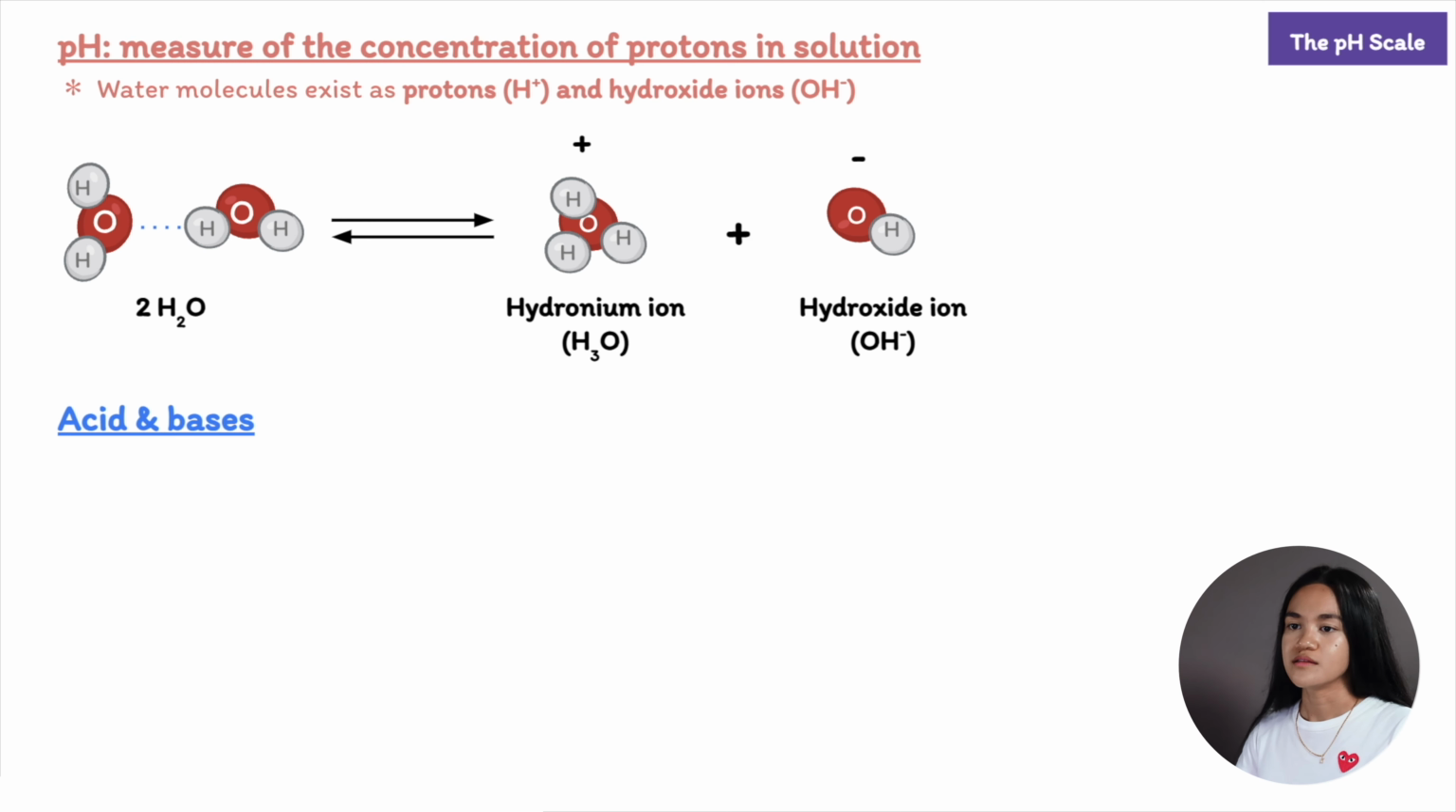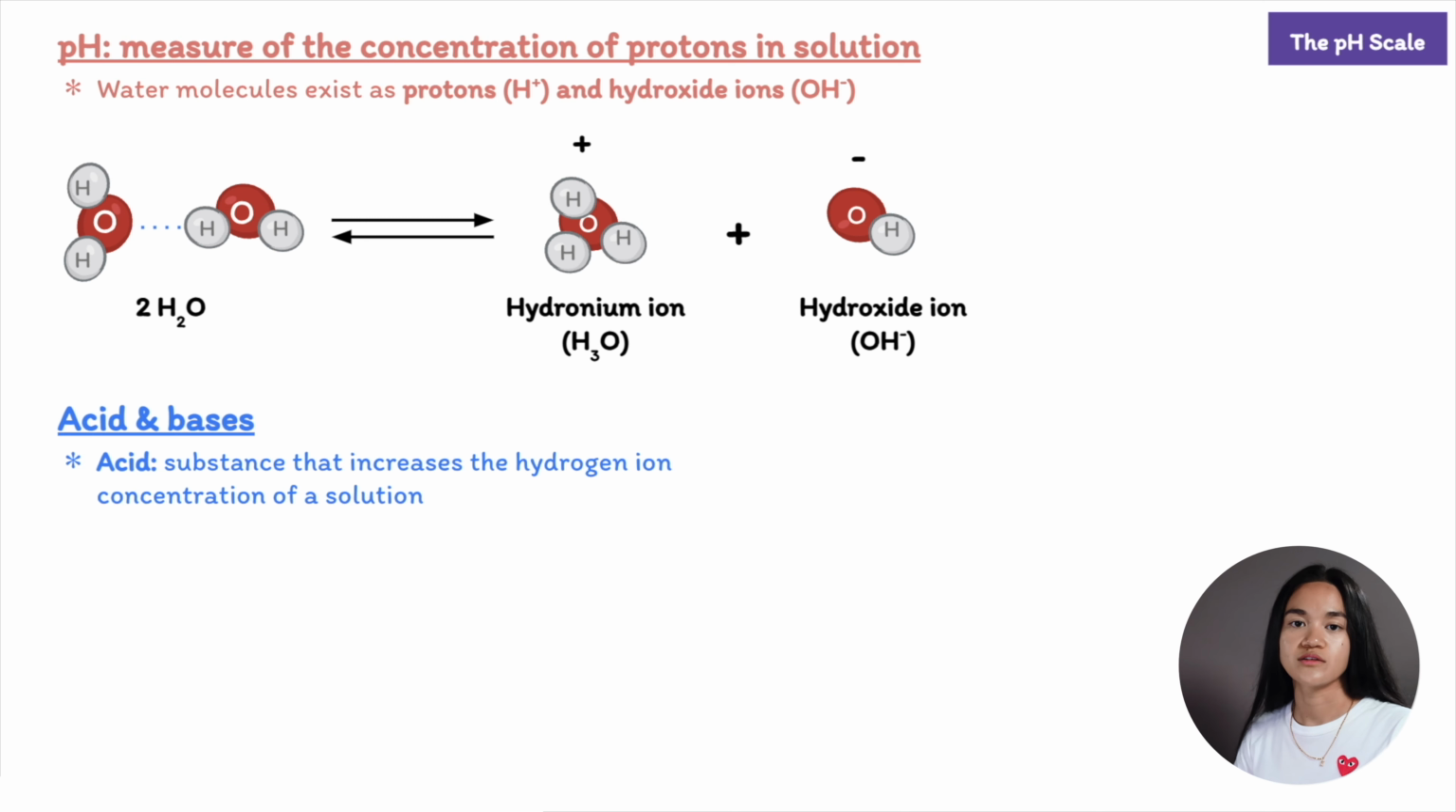When an acid is dissolved in water, it donates protons or hydrogen ions to the solution. So what is an acid? An acid is a substance that increases the hydrogen ion concentration of a solution. So there are more hydrogen ions than hydroxide ions. For example, let's take hydrochloric acid. When hydrochloric acid is added to water, hydrogen ions dissociate from chloride ions.